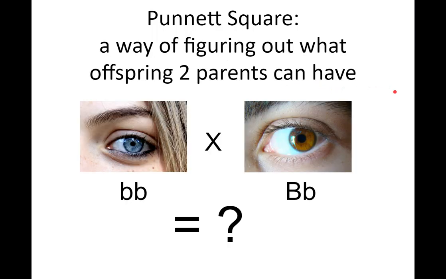Okay, a Punnett square is a way of figuring out what offspring two parents can have. So let's think of this as an example. If we have a blue-eyed person, so their phenotype is blue-eyed and their genotype is little b, little b, and you cross them with a person whose phenotype is brown eyes, but whose genotype is big B, little b. And if we want to say, what's the likelihood that they will have brown-eyed kids versus blue-eyed kids? Interesting. That's what we want to find out.